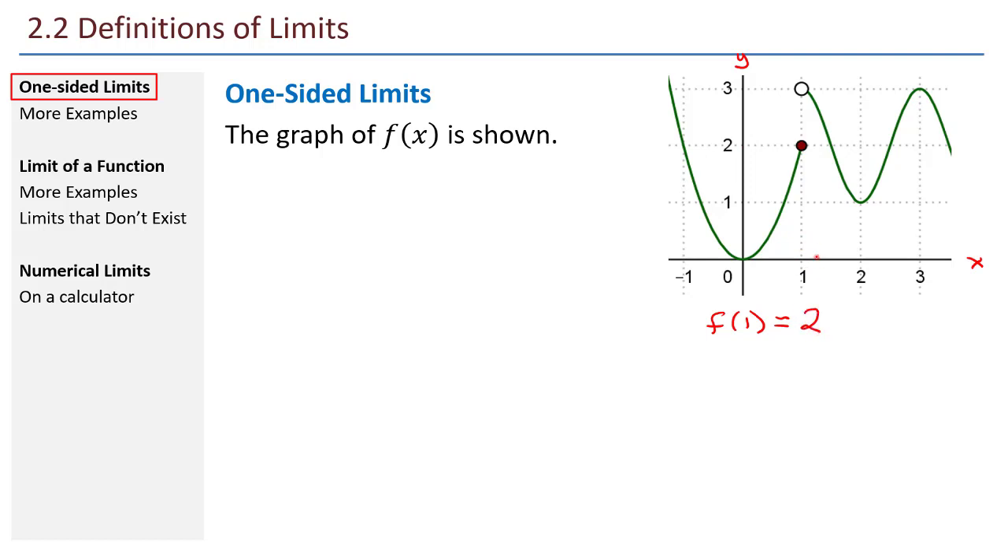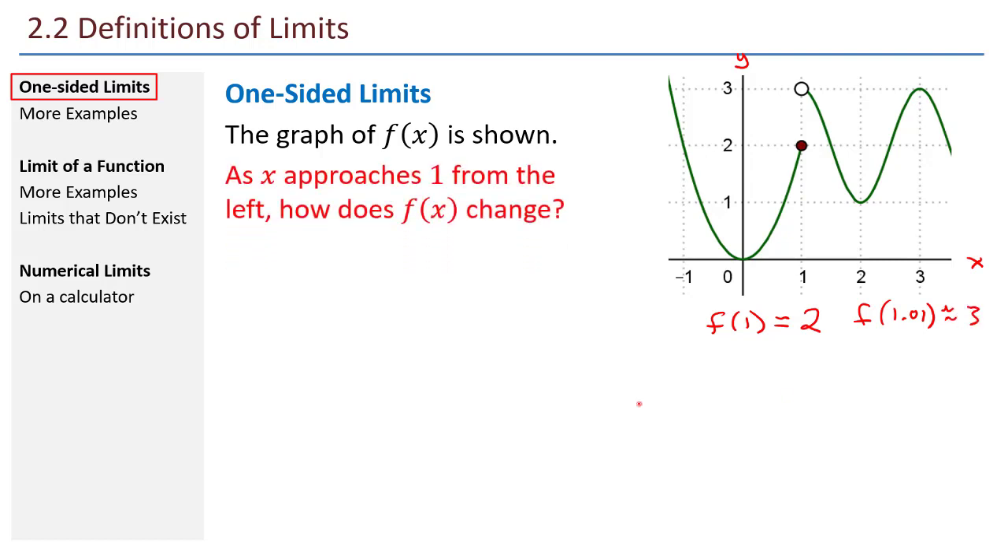But what if I go just a little bit to the right of 1? So f of 1.01. Well, if I go just to the right of 1, then the function value is way up about 3. So that's approximately 3. As x approaches 1 from the left, how does f of x change? I'm really asking about the y values. As x approaches 1 from the left, how do the y values of the function change?